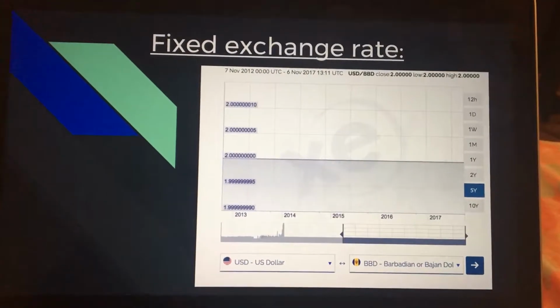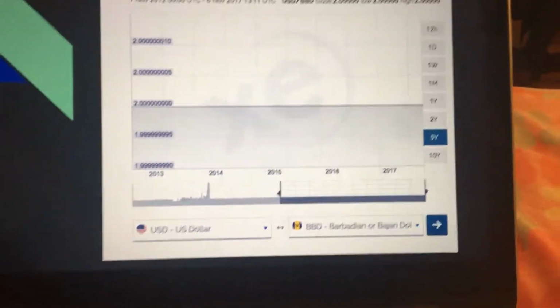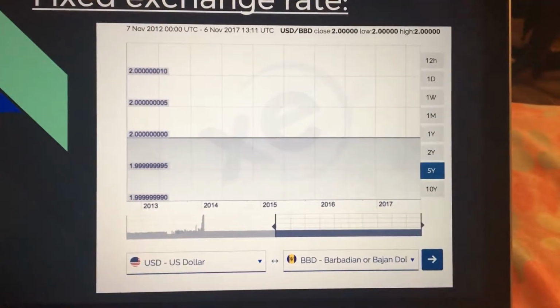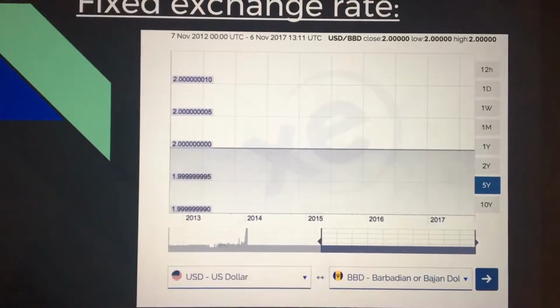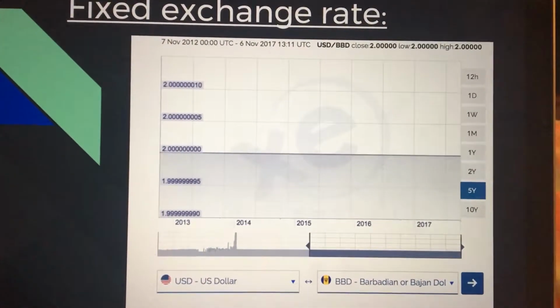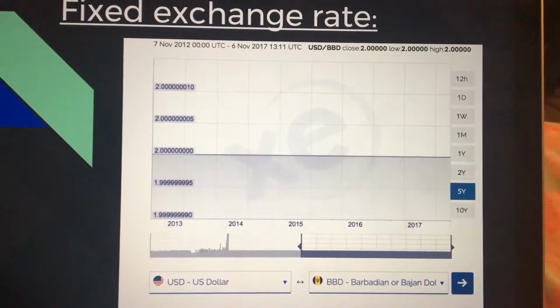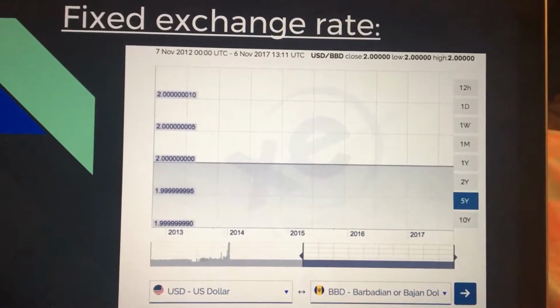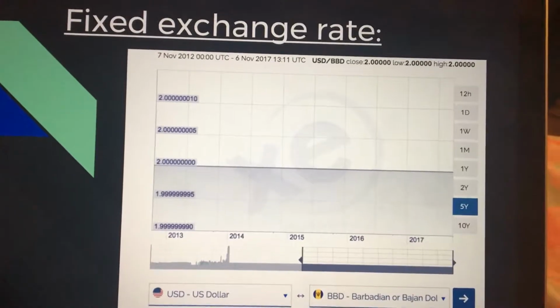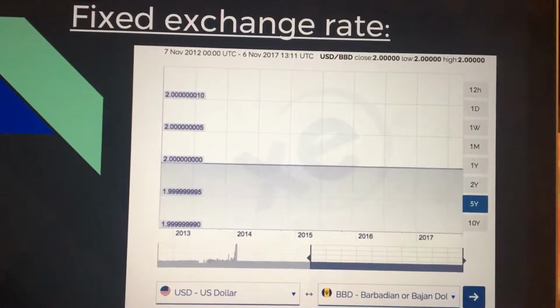A fixed exchange rate. This is an example that I found on XE. It's a great website to see the relationship between two different currencies. This graph shows the relationship between the US dollar and the Barbadian, or Bajan dollar. This Barbados dollar is fixed against the US dollar.